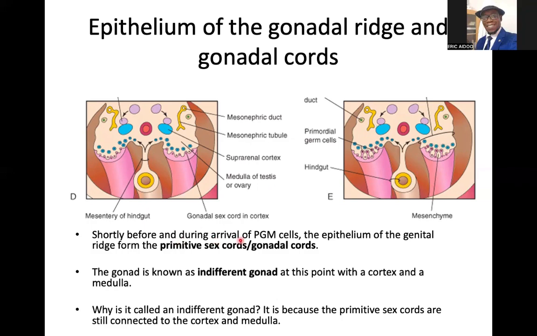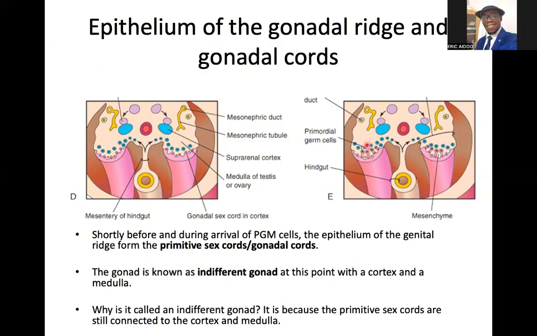So shortly before and during the arrival of the primordial germ cells, the epithelium of the genital ridge formed the primitive sex cord, as I have explained. So that's the epithelium of the gonadal ridge. Those extensions are the primitive sex cords, and they start all the way from the cortex and then move towards the middle portion, which is the medullary region. Okay, so therefore we can say that the primitive sex cords are connected to the epithelium through the cortex and then to the medulla.